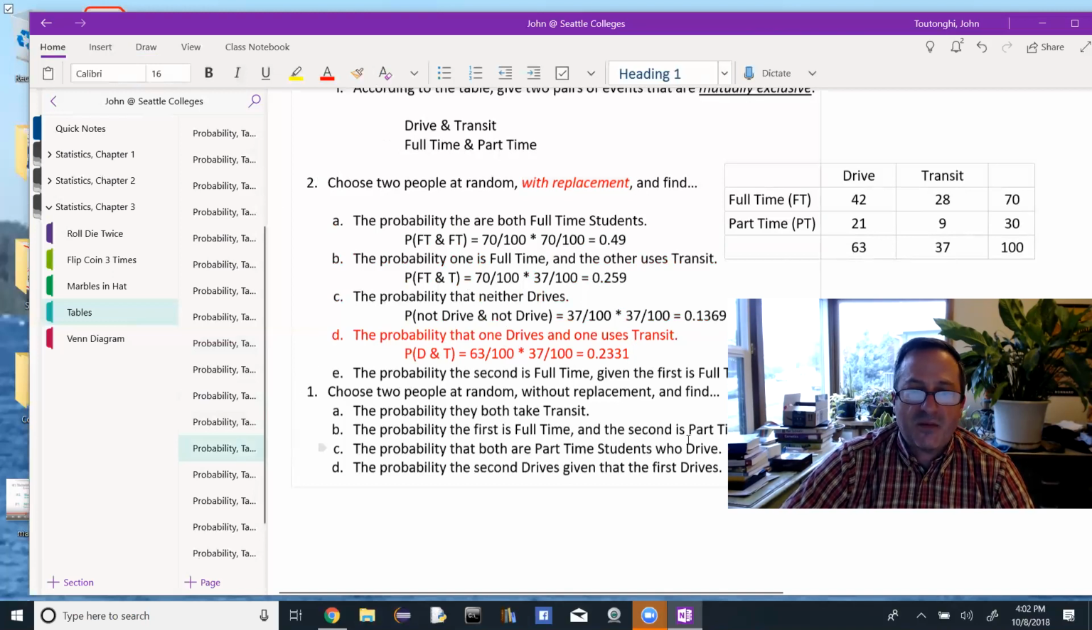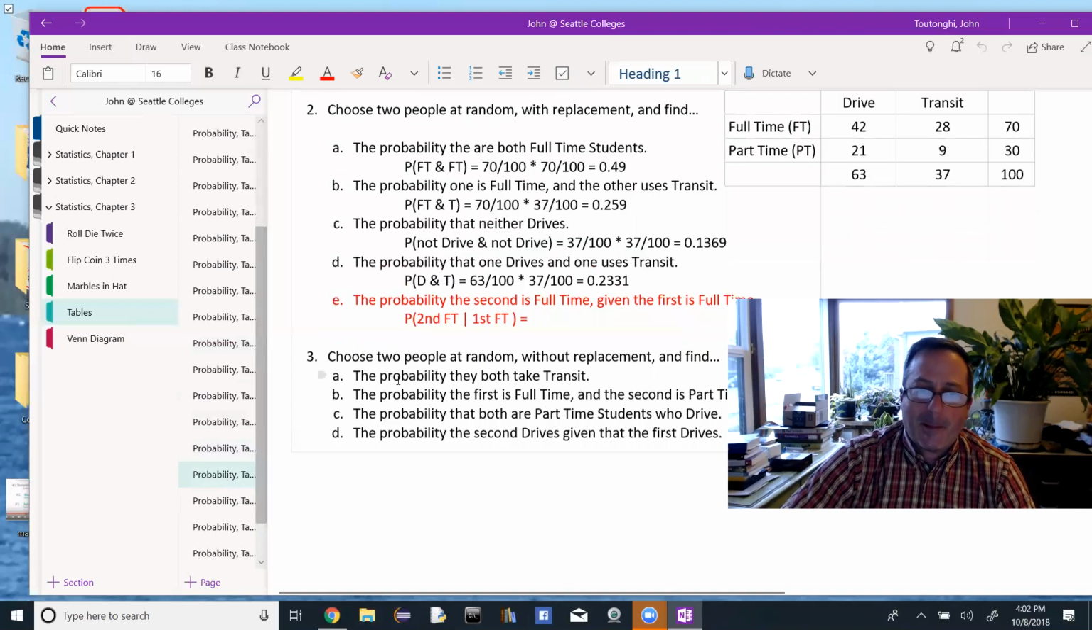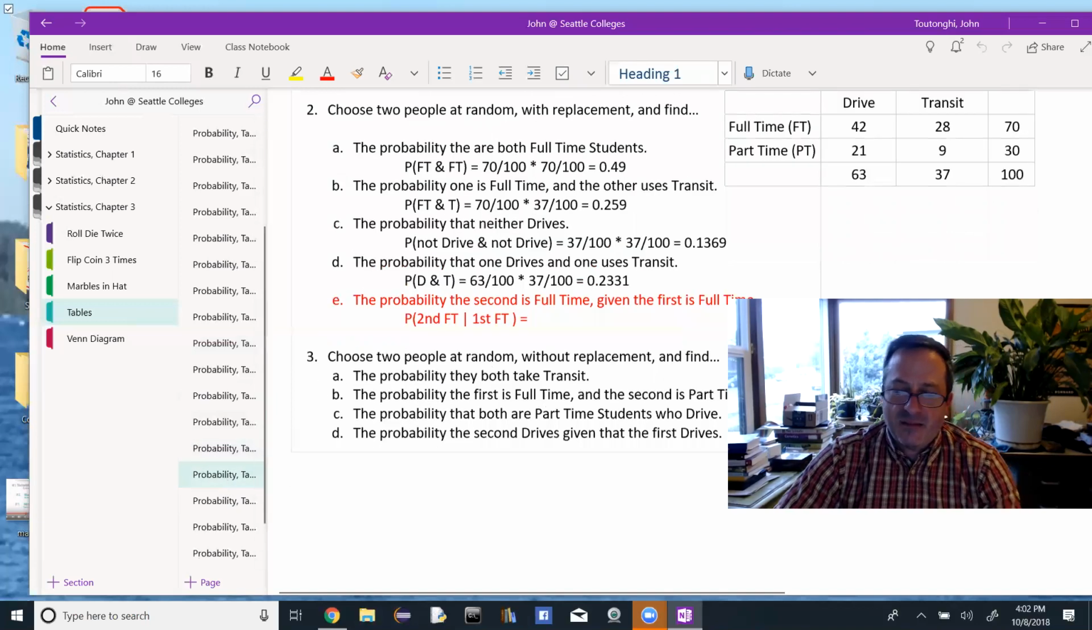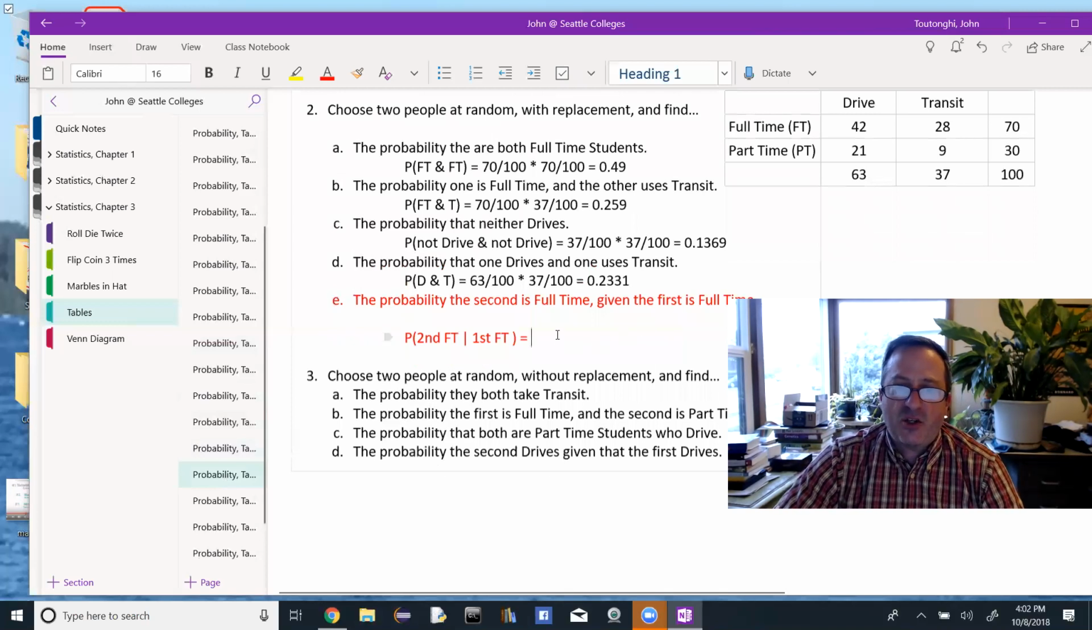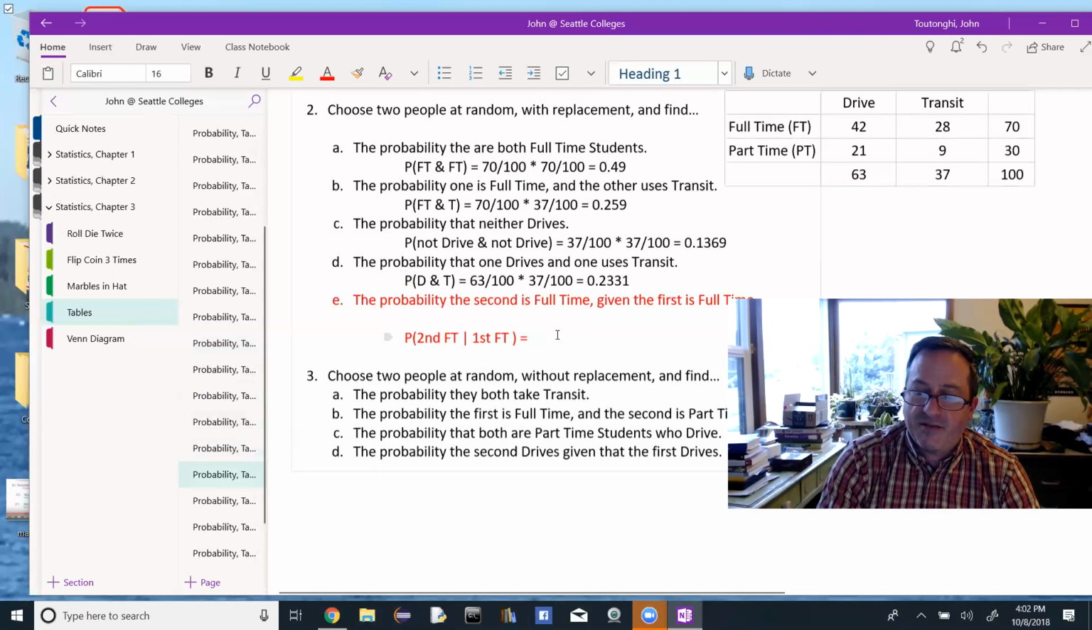Okay, and then the last one for this section, probability the second is full-time given that the first is full-time. So here I needed to separate them into second and first because it's a conditional probability. But because of the independence, what you chose for the first person should have no effect on what the second person is. In other words, the probability the second one is full-time, regardless of what the first one was, is still the same. It's still 70 out of 100.